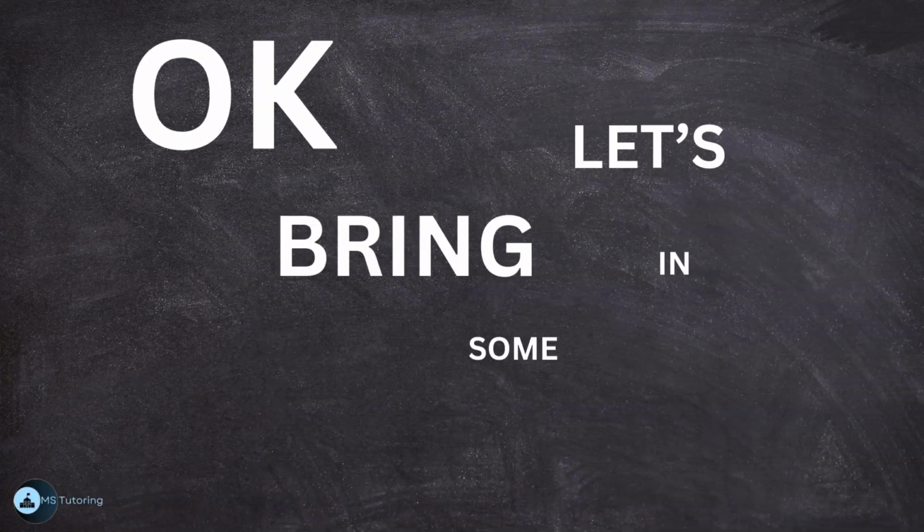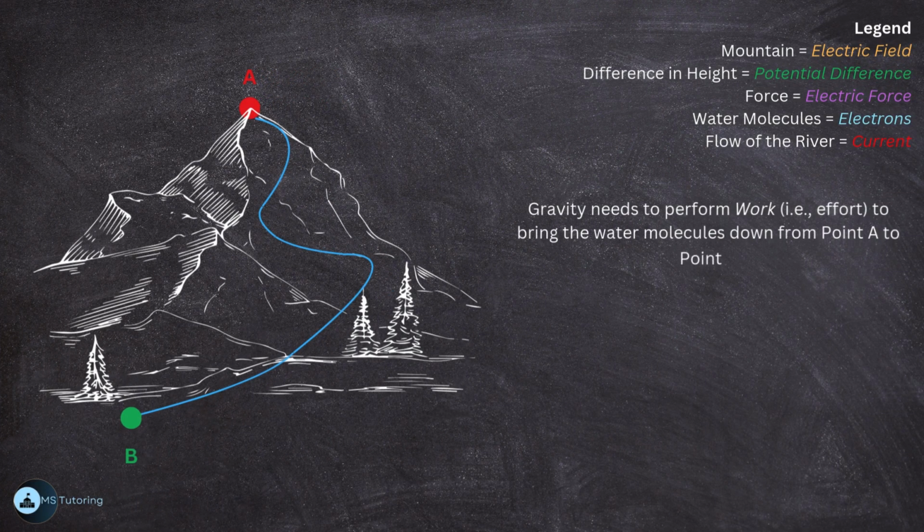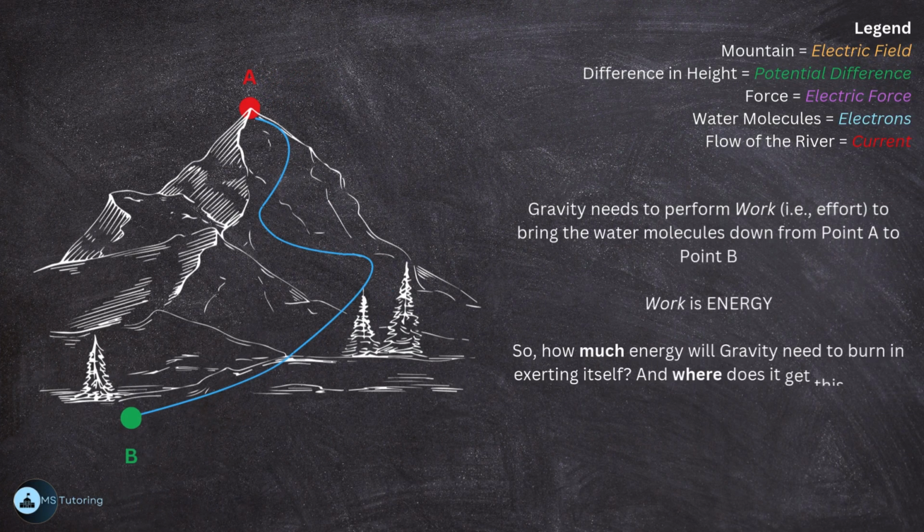Okay, let's bring in some equations. Now that we've remembered that gravity needs to perform work, i.e. energy, in order to oversee the movement of particles with mass between points of different heights, we can ask ourselves, well, how much potential energy will gravity need to harvest to perform this effort? And where does it get this energy from exactly?